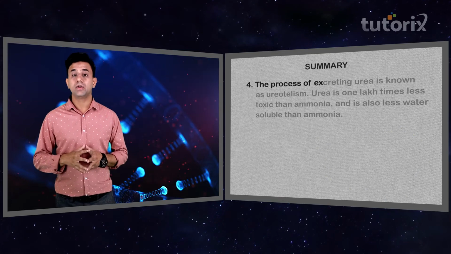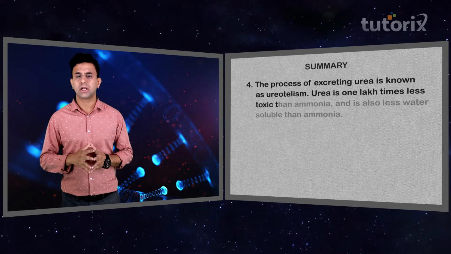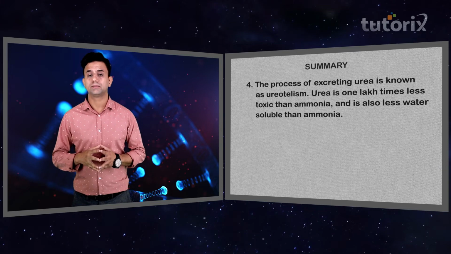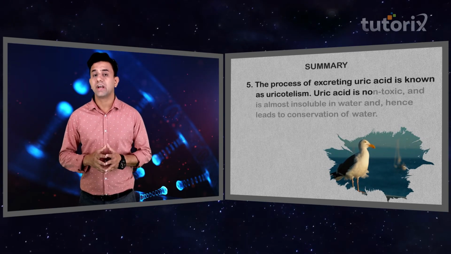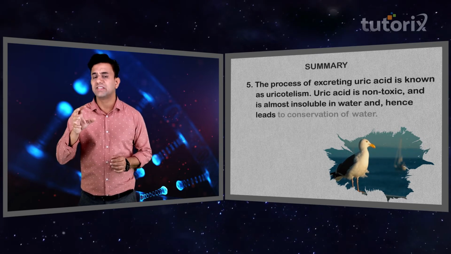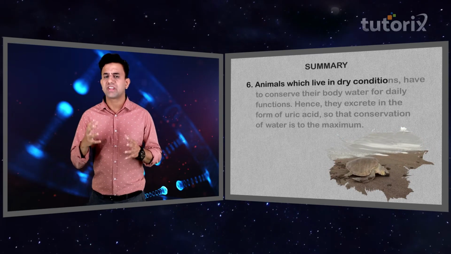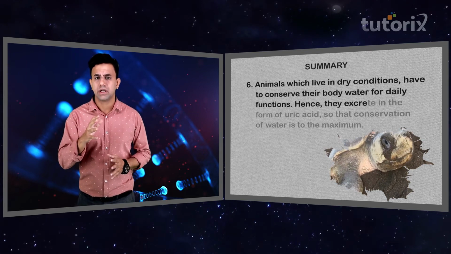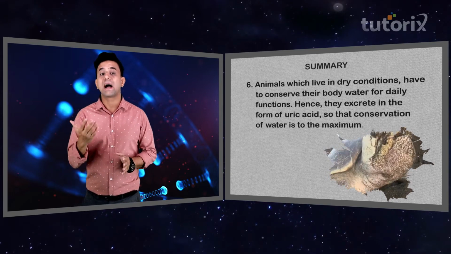The process of excreting urea is known as ureotelism. Urea is 1 lakh times less toxic than ammonia and is also less water soluble than ammonia. The process of excreting uric acid is known as uricotelism. Uric acid is non-toxic and is almost insoluble in water, and hence this leads to conservation of water. Animals which live in dry conditions have to conserve their body water for daily functions. Hence they excrete in the form of uric acid, so that conservation of water is to the maximum.